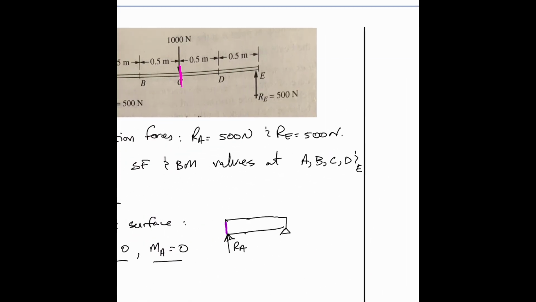Alright, next step going up is with point D. Along every point of the beam we take, there's no need to draw this. I'm just doing this for explanation's sake. So this is B, C, this is the force here, and this here is D. Right, distance is 0.5.